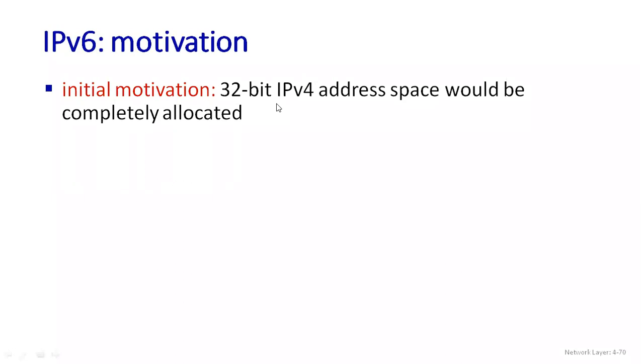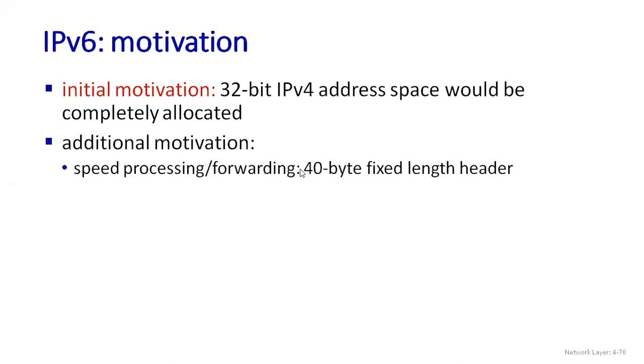The first one is the address space, which we have talked about. So here we are going to take care of the address space. How are we going to take care of the address space? Here the 32-bit IPv4 address space would be completely allocated. So the first motivation for IPv6 is that the 32-bit address space provided by IPv4 has to be completely allocated.